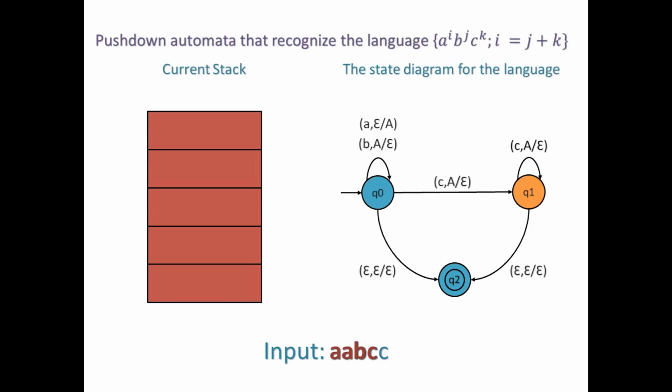When the PDA reads another input string C in state Q1, the input string is rejected because there are no more A's to be popped out of the stack. Hence, the input string AABCC is rejected because the number of input string A should be equal to the sum of string B and C.